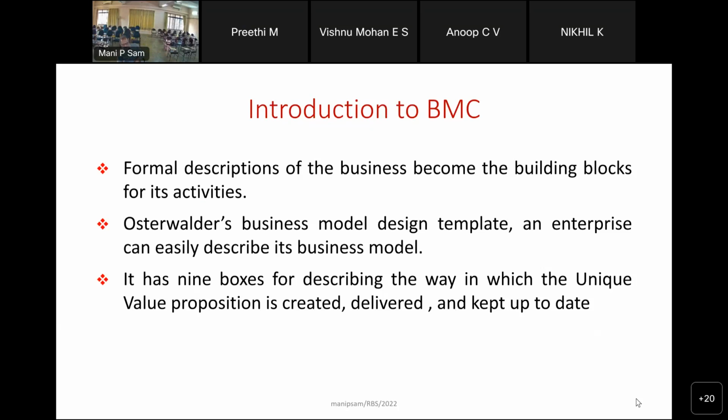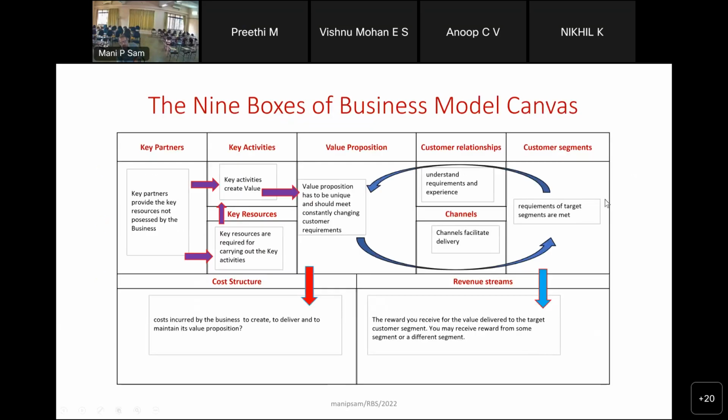Now let us look at the BMC proper. If you look at the BMC, it has 9 boxes. It has a value proposition, customer relationships, customer segments, channels, key resources and key activities, and key partners. All these activities do give rise to a cost structure. And using the value delivered, you get compensated by the revenue streams.